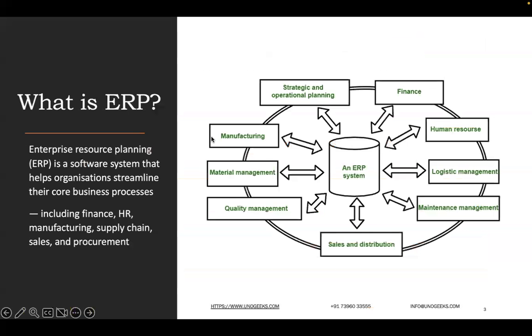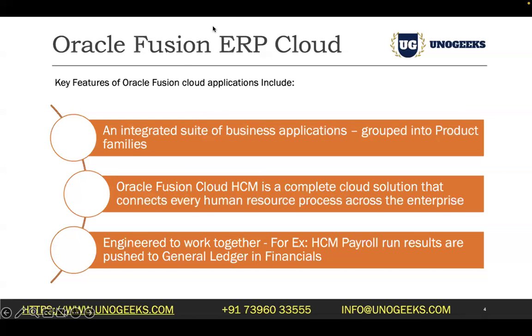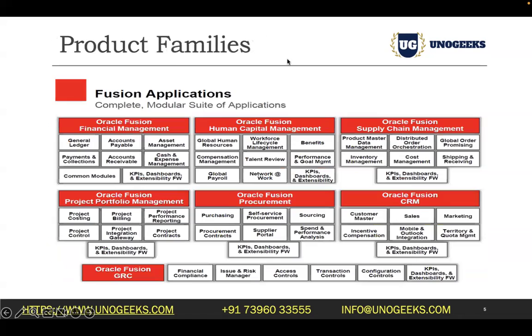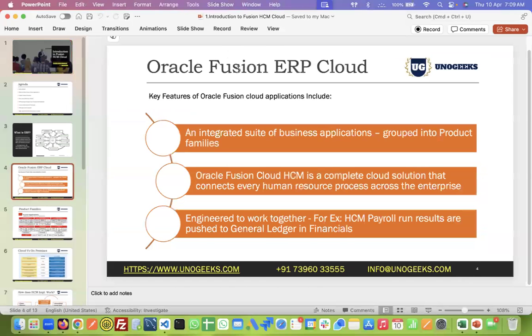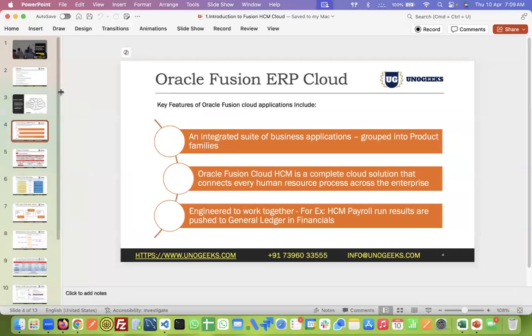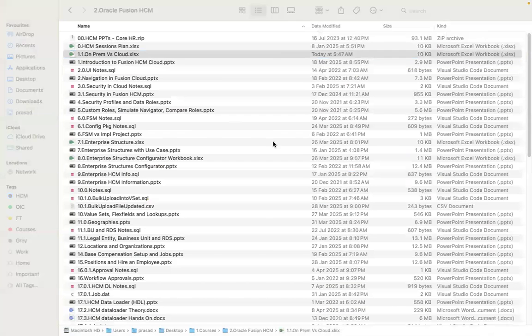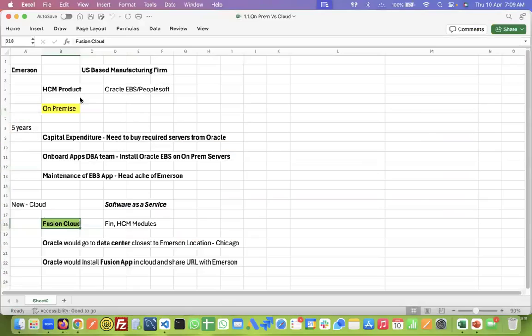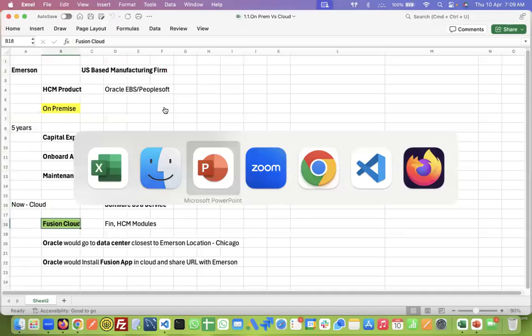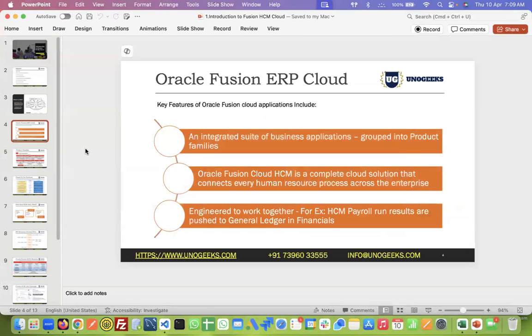That's a brief about ERP and what exactly Oracle Fusion ERP Cloud is, guys. First of all, Oracle Fusion ERP Cloud: there are 4 terms in it, and let me make it clear to you what exactly each of these terms means. And I want to give you a little bit of background on the on-prem applications and the cloud applications.